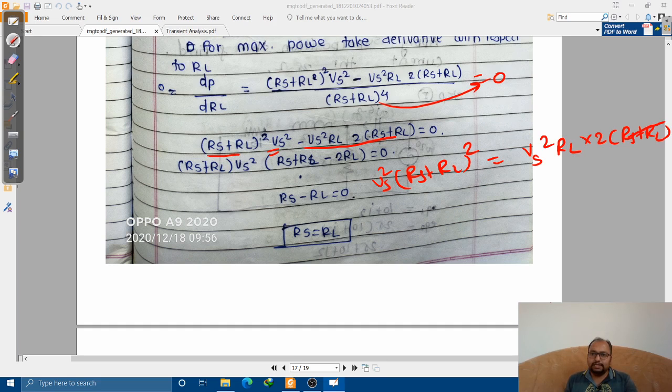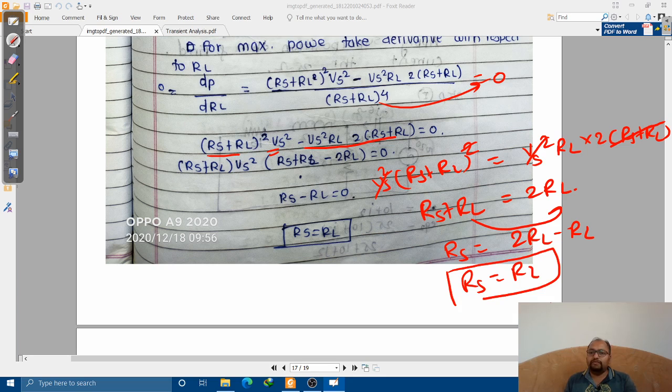So let us cancel this bracket with this one, right? So Vs we can cancel out. Okay, fine. So Rs plus RL is equal to twice RL, right? Let us transfer this RL to the right hand side. So Rs is equal to twice RL minus RL. So this single RL will get cancelled out. Therefore Rs is equal to RL.